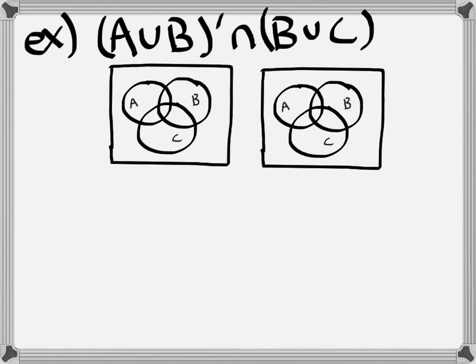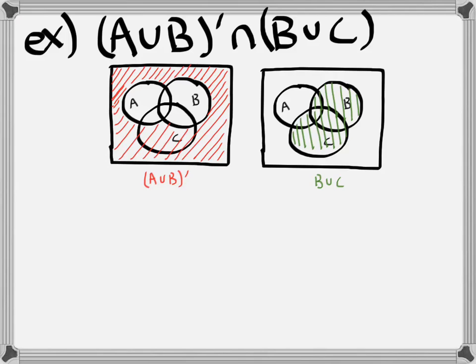Okay, let's do another example. Let's look at the complement of A union B, intersected with B union C. Now, this looks pretty confusing and a little bit difficult, but remember, if we start with the smaller sets and work outwards, it makes our life a little bit easier. So before I look at this whole big problem, I'm going to say, hey, I need to find A union B, and I need to take its complement.